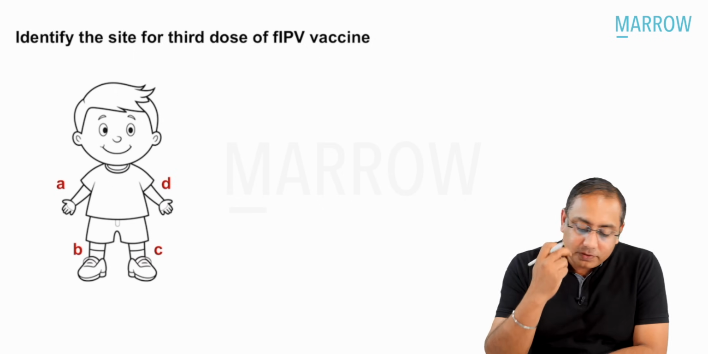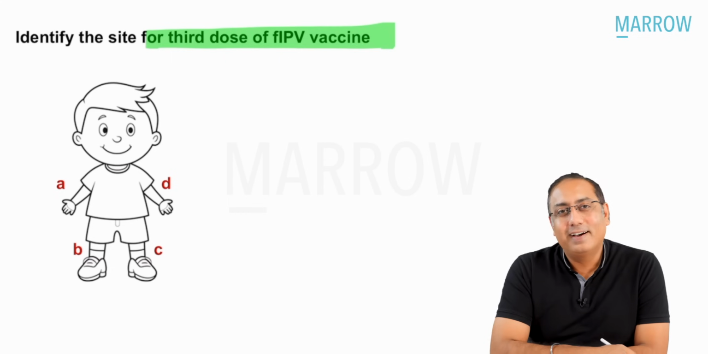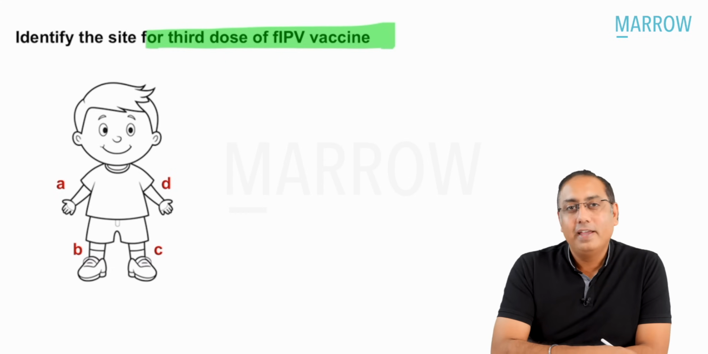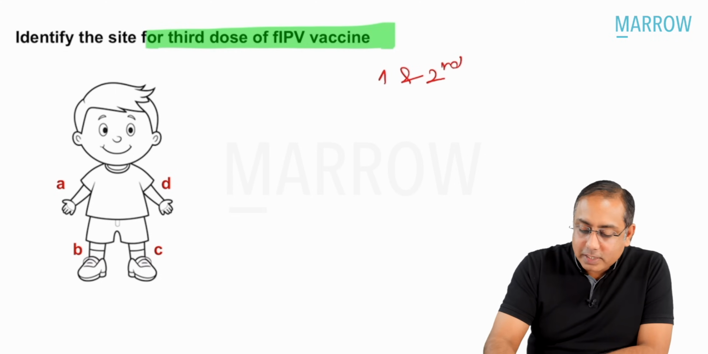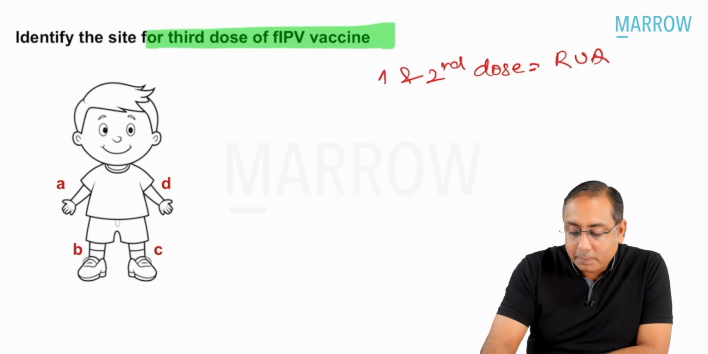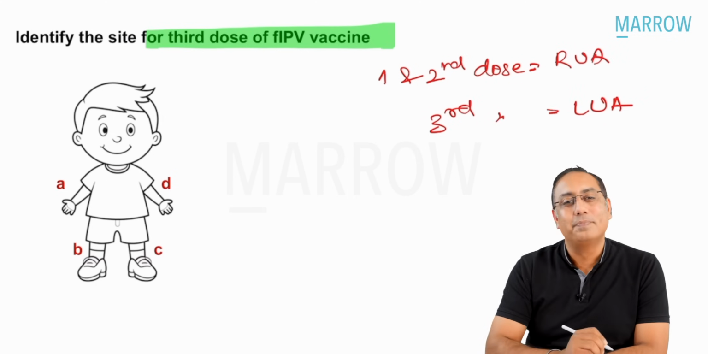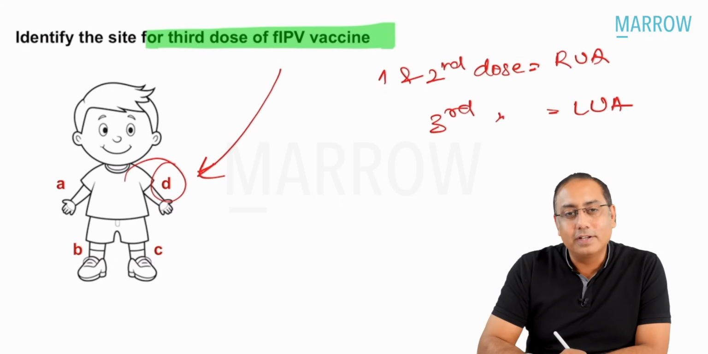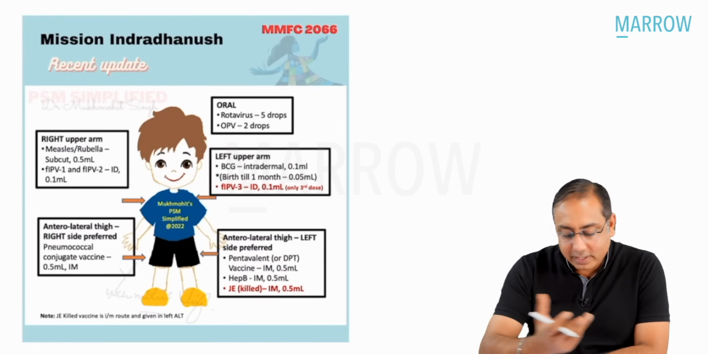Identify the site of the third dose of fIPV vaccine. If you would have watched the modules on vaccines, you would be answering it. What is the site for the third dose of fIPV vaccine? Please note that the first and the second dose of fIPV are given in the right upper arm, whereas the third dose is given in the left upper arm. So what is the site over here? It is the left upper arm. It is the site for the third dose of fIPV vaccine, and there you go.